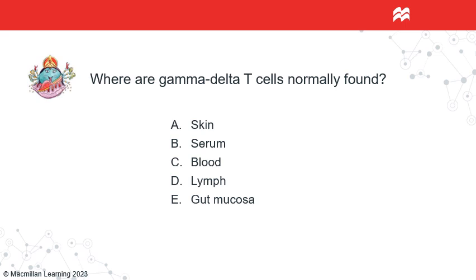I have a divide here. So gamma delta are not natural killer T cells. Right? Gamma delta is coming out of the double negative stage. The natural killer T cell is coming out after the double positive stage. Okay, 10 seconds.